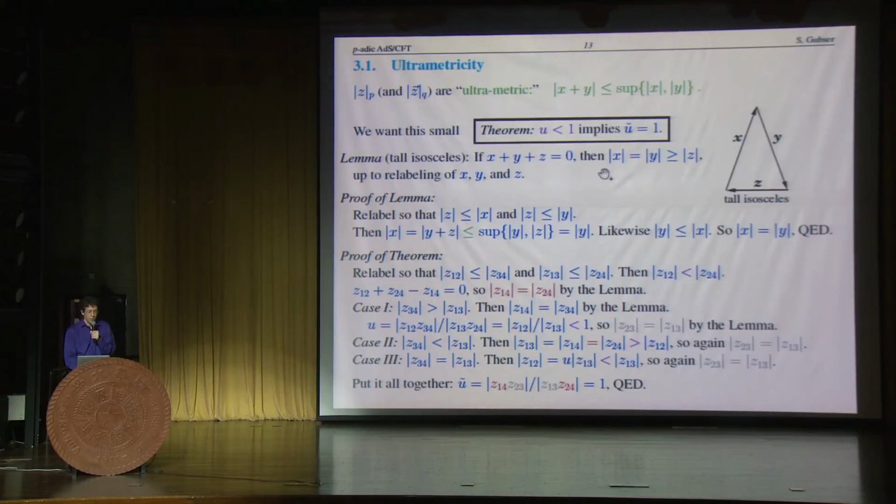And to do it, we use the ultrametric property twice. The norm of x equals the norm of y plus z, and that must be less than or equal to the norm of y, because we assume that the norm of z is less than or equal to the norm of y. Likewise, we can show that the norm of y is less than or equal to the norm of x, and that's what we want. Let me not go through the proof of this theorem about cross ratios, but just assure you that it is a repetitive application of this tall isosceles lemma.